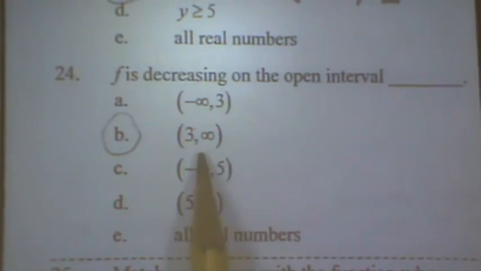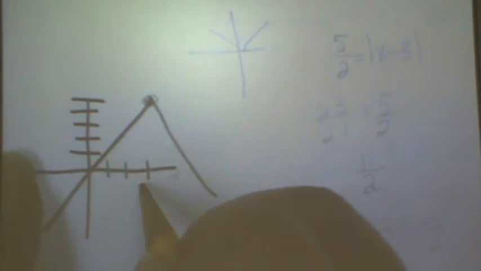Now, what interval is this decreasing? It's decreasing from 3 to infinity. So if you looked at your picture here, we always talk about increasing and decreasing from our x values. So 3 is our x value. It's decreasing from 3 to positive infinity.